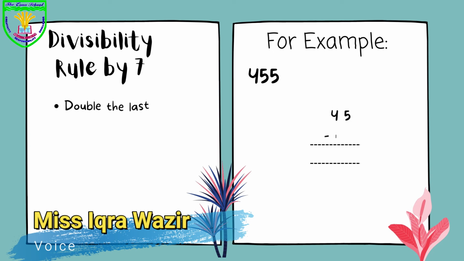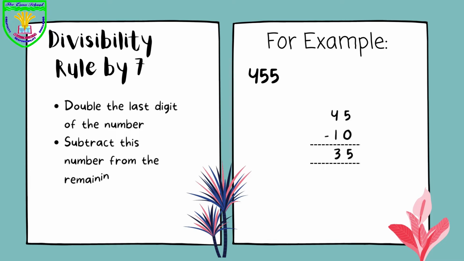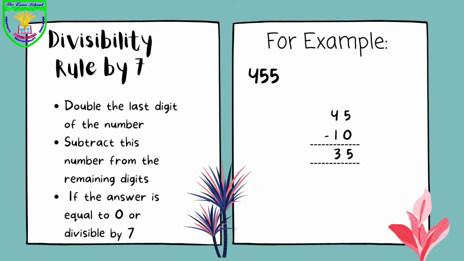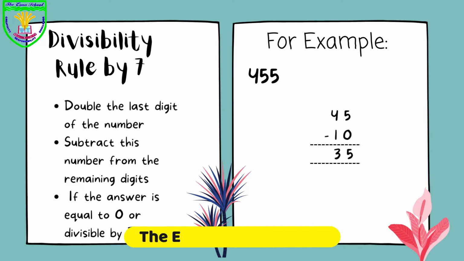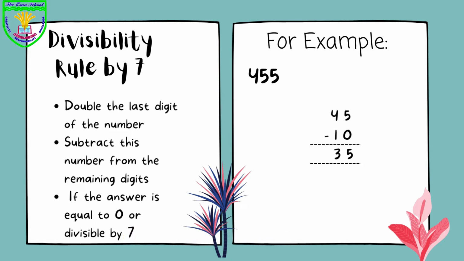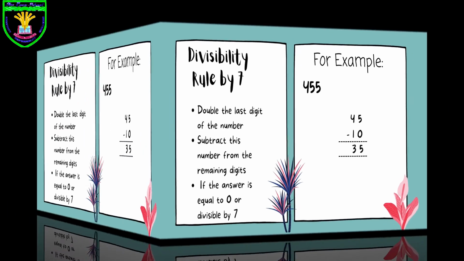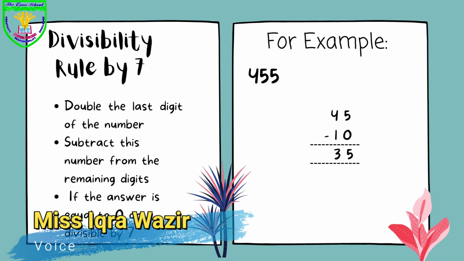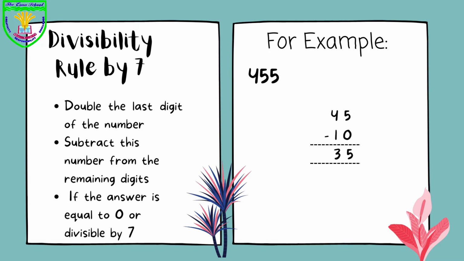Now, follow the second step. Now we need to subtract the answer 10 from the remaining digits. What are the remaining digits? Students, the remaining digits are 4 and 5, which make 45. So, we need to subtract 10 from 45. When we subtract 10 from 45, we get 45 minus 10, 35.